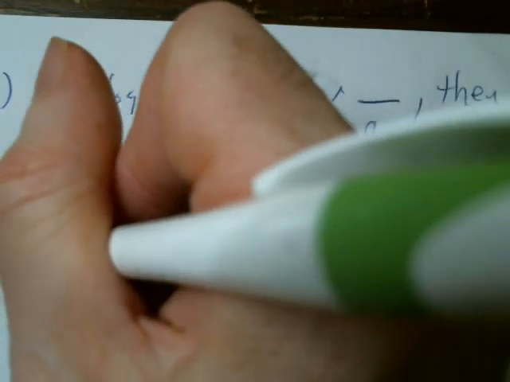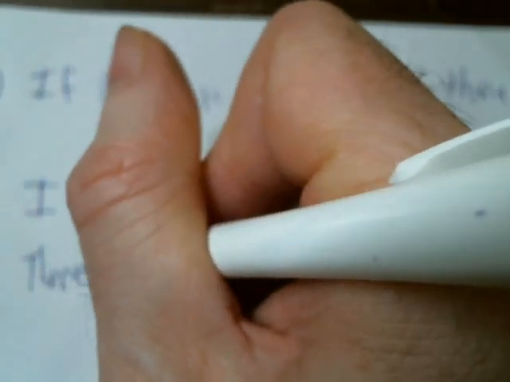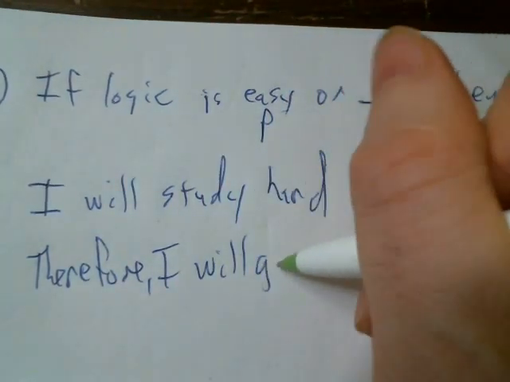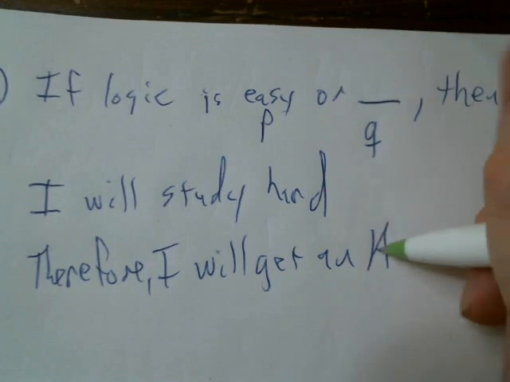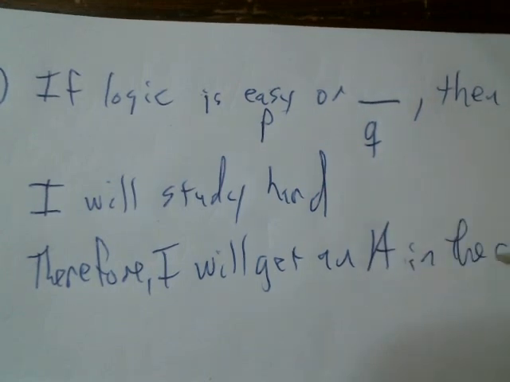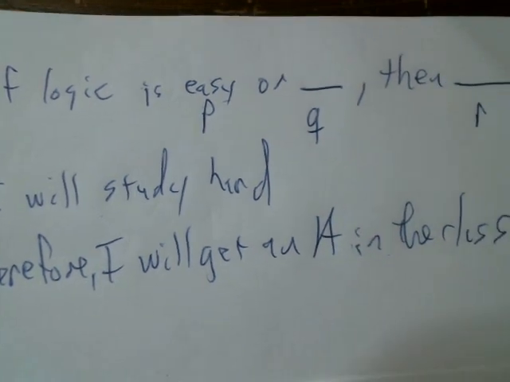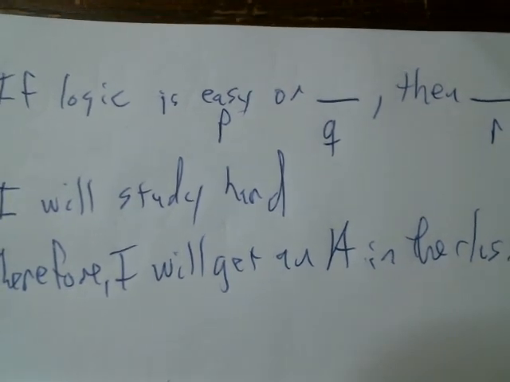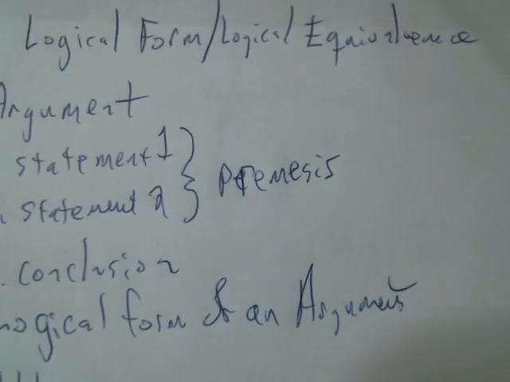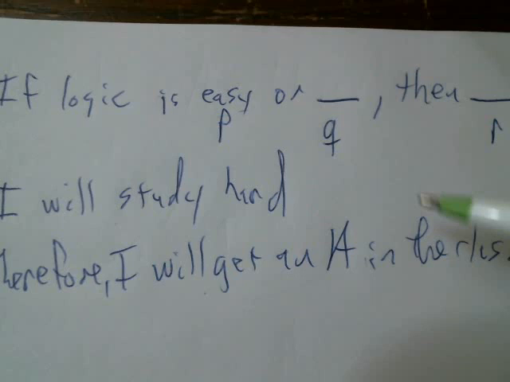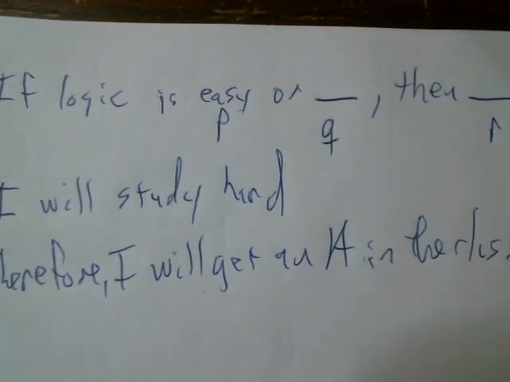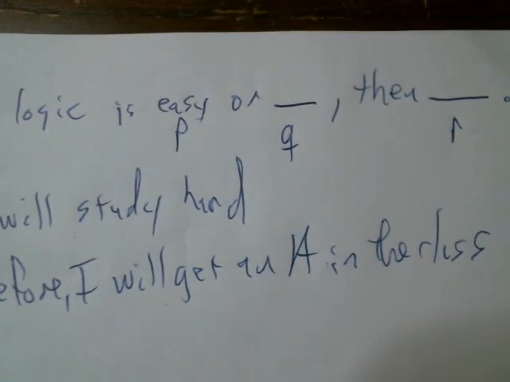And then the conclusion, therefore, I will get an A in the class. Sorry, if I keep going off the screen, I apologize. So we should be able to use this first argument as a template and identify all the bits and pieces, and then we'll be able to fill in the blanks, right? So it definitely has that form.